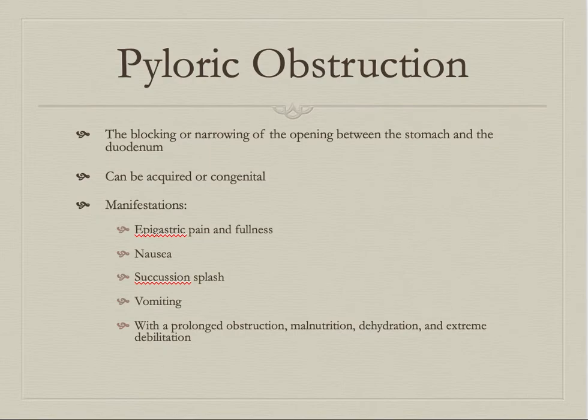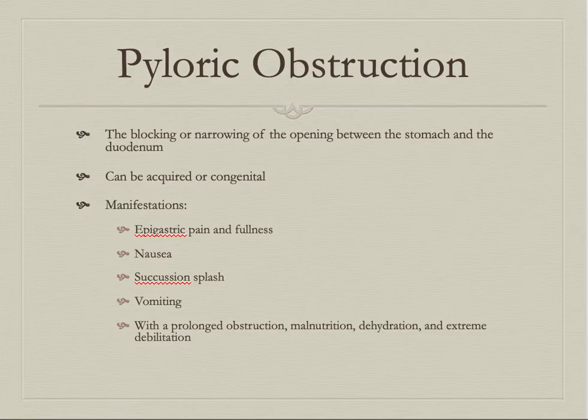Now, pyloric obstruction. A lot of times these are diagnosed in infants, okay? This is where the pylorus, which is the opening between the stomach and the duodenum, so it's that pyloric sphincter, now we're moving down, that's blocked. Now, it is usually congenital. You're usually born with it. But you could develop it later on in life.